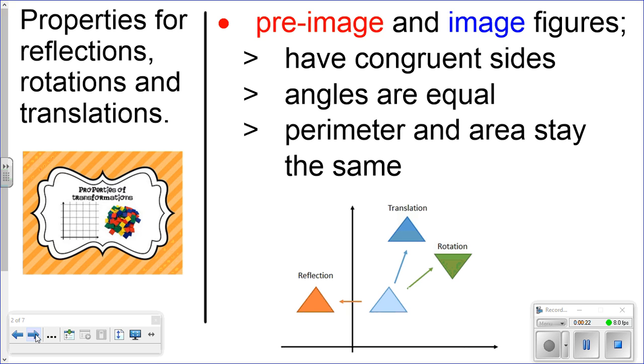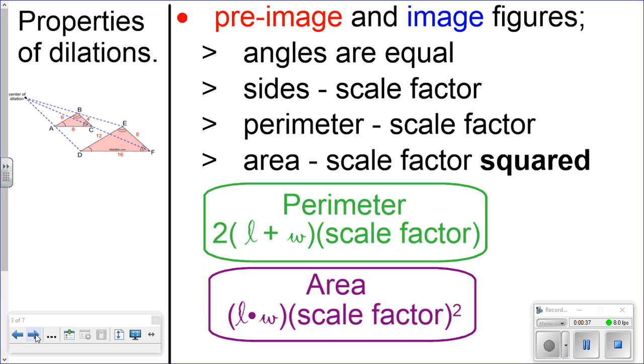So, properties for reflections, rotations, and translations. The pre-image and image have congruent sides, their angles are equal, and the perimeter and area stay exactly the same. For dilations, the pre-image and image, the angles are equal, the sides you multiply by the scale factor, the perimeter is multiplied by the scale factor, and with area, it's multiplied by the scale factor squared.